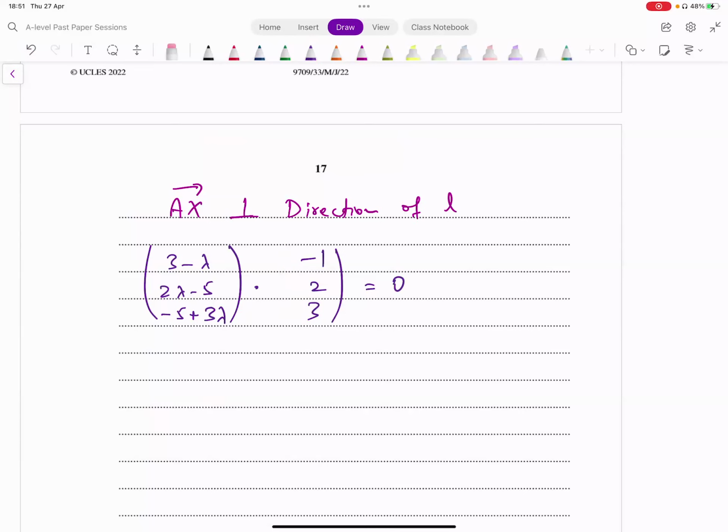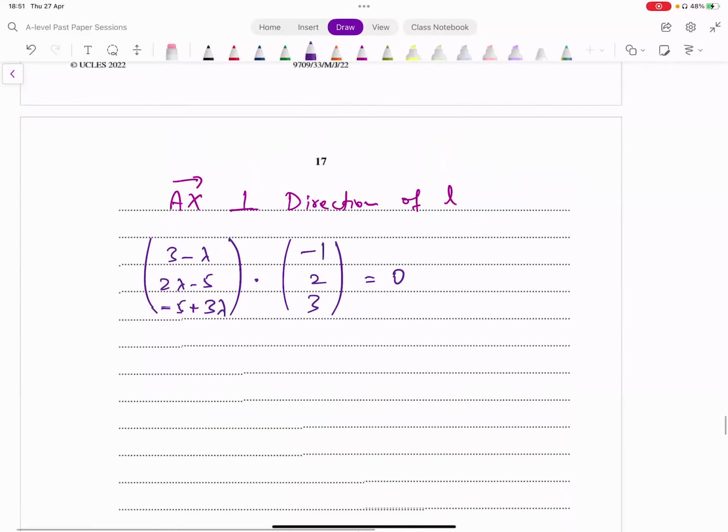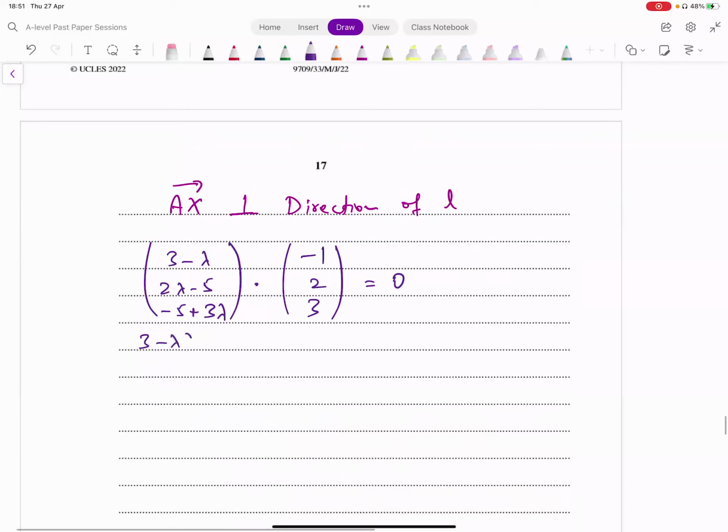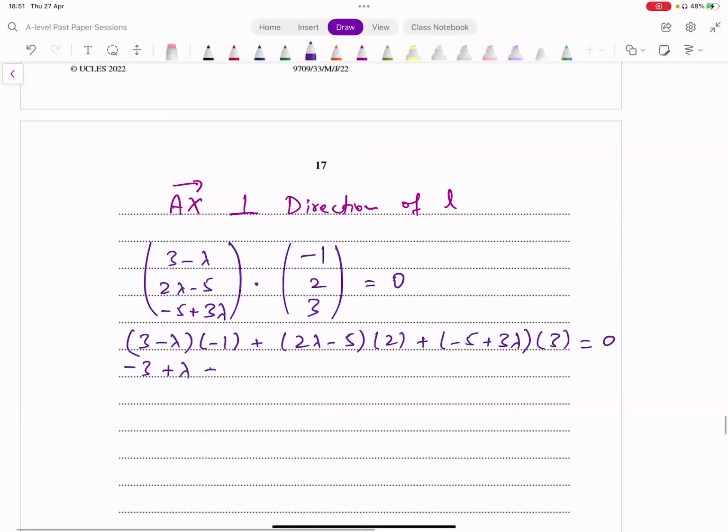All right. Now let's evaluate this. 3 minus lambda into minus 1 plus 2 lambda minus 5 into 2. There are a lot of sign errors in this step. Make sure that you're using proper brackets. Use the brackets properly, put everything in brackets, then simplify it. Let's simplify this. It gives us minus 3 plus lambda plus 4 lambda minus 10 minus 15 plus 9 lambda equals 0. Let's simplify this and see what we get from this.